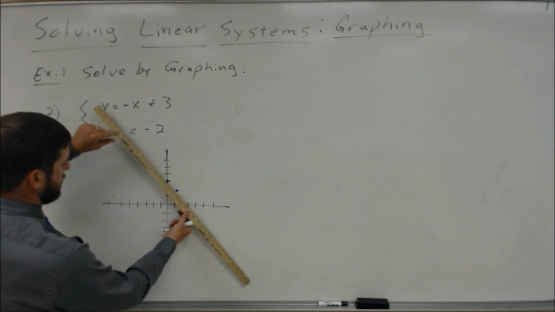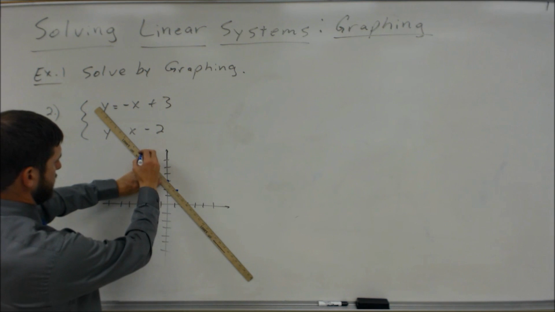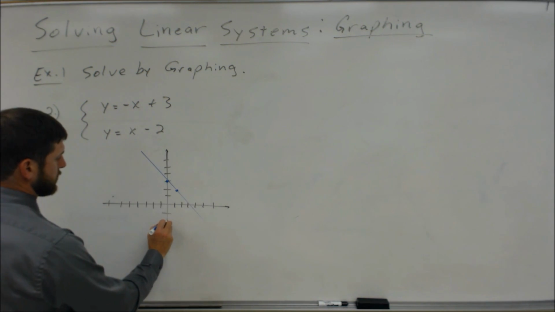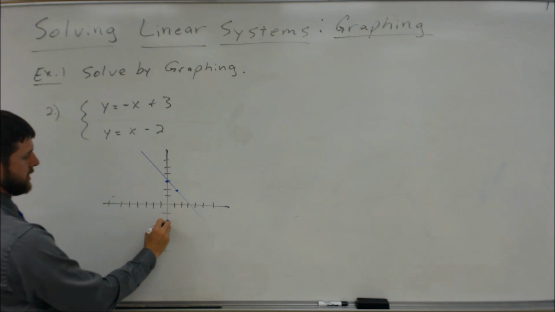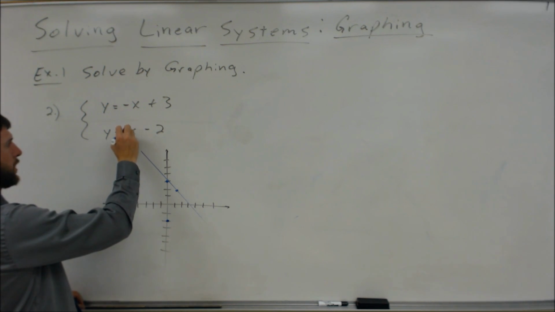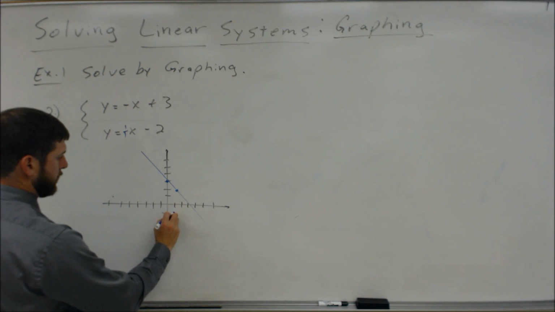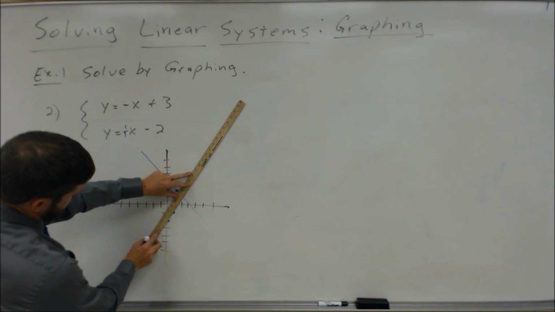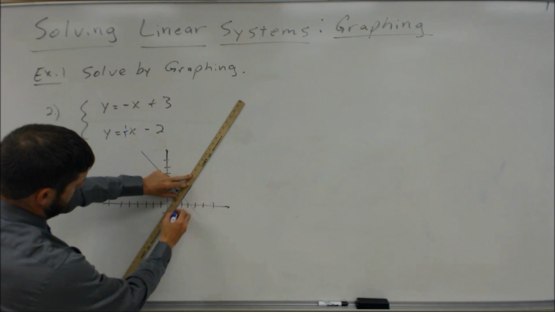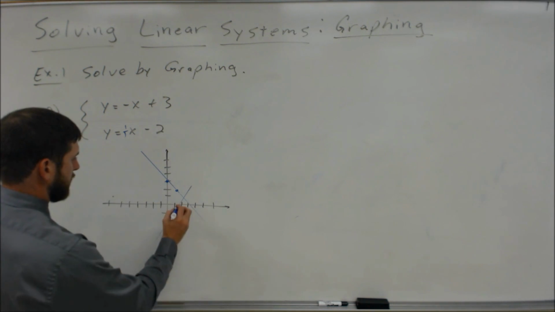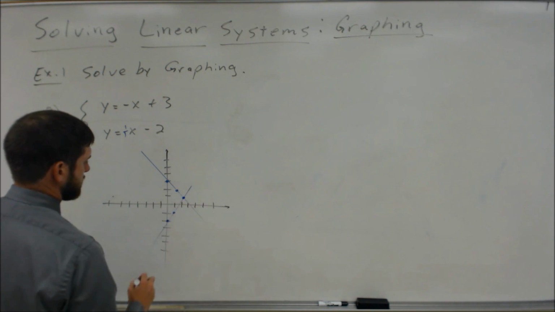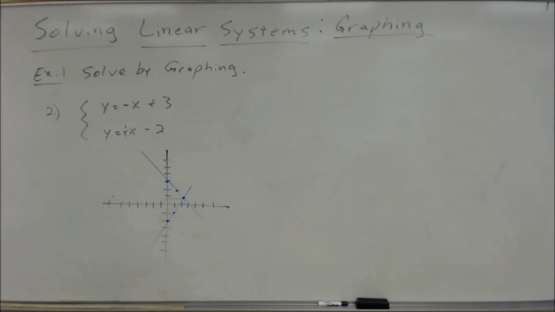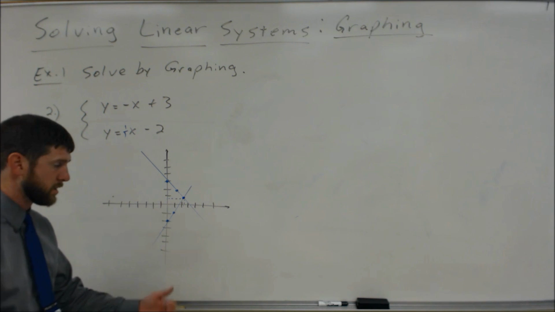Let's try putting those two lines together. Y-intercept for the second line is -2. Slope is 1 over 1, up 1 over 1. Let's try putting those two together. All right, so it looks like, again, we're not quite on a point. So let's try this one just out in space.